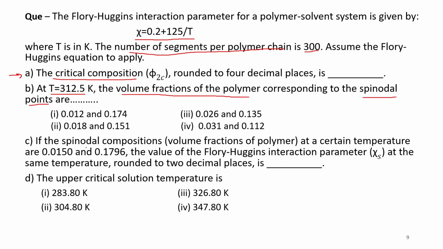Then see if the spinodal composition is given, or the volume fraction of polymer is given at a certain temperature, are 0.015 and 0.1796, the value of the Flory-Huggins interaction parameter. So we need to calculate here chi s at the same temperature. D, the upper critical temperature, we have four options and we need to calculate the upper critical solution temperature. So let's solve this question.